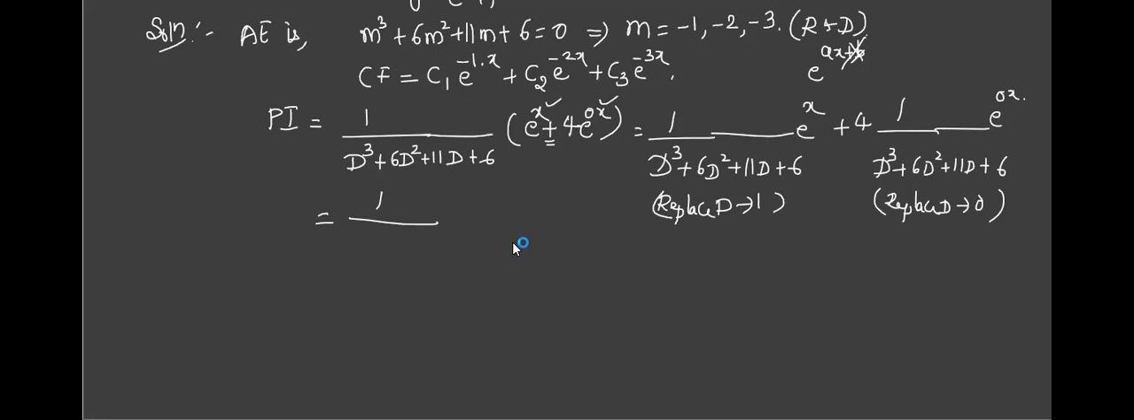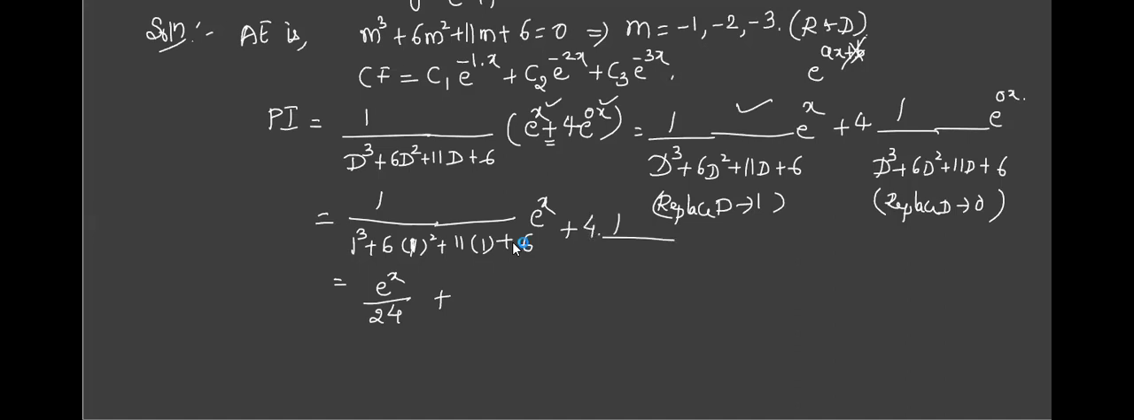So this is like 1 cube plus 6 into 1 square plus 11 into 1 plus 6, into e raised to x. Am I correct with the replacement? Now let me just complete this part. What is this value? 6 plus 6, 12. 11 plus 1 is also 12. 12 twos are 24. Done. This is for the first term. Now let us concentrate on the second term. If d is 0, what happens to the first three terms?